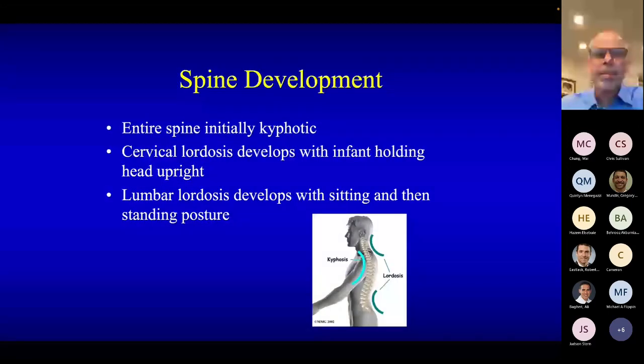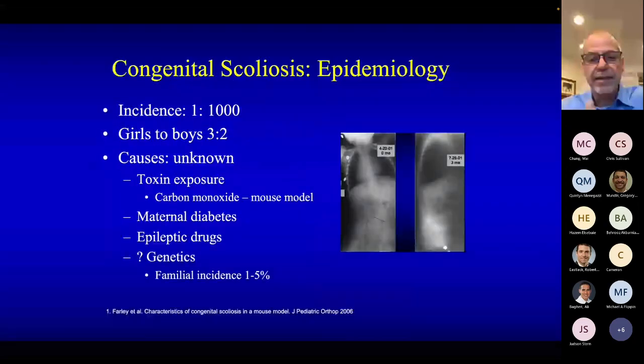Initially, the entire spine, in a fetal position, if you think about it, is kyphotic. Then as the kids are learning to hold their heads up, that develops into cervical lordosis. And then really lumbar lordosis starts to develop once infants start sitting and then developing their standing posture.